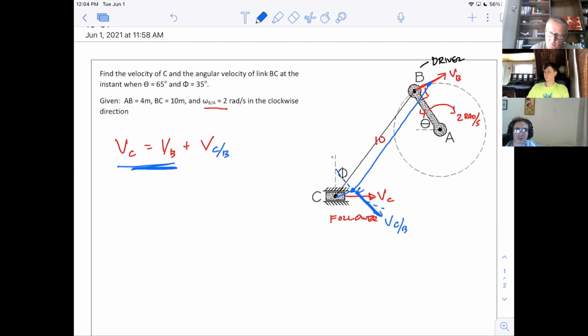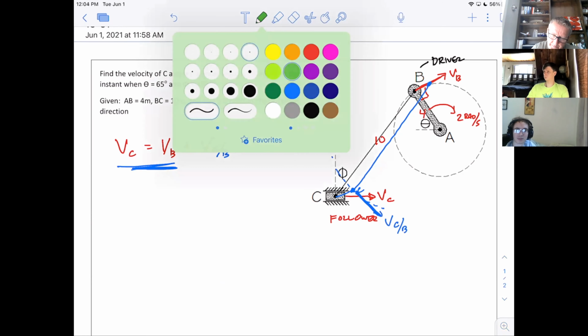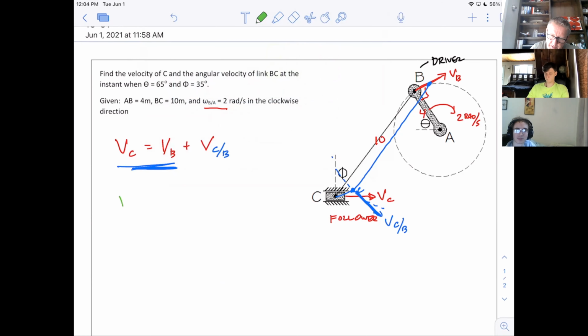Well, actually, let's do one other thing here while we're at it. Can't we actually know the actual velocity of B? Can't we know what that is based on the formula omega times r? Since we know omega was 2, and since we know the radius was 4, and are the units screwed up? Radians per second, and 4 was meters, so it's meters per second. So it's 8 meters per second.